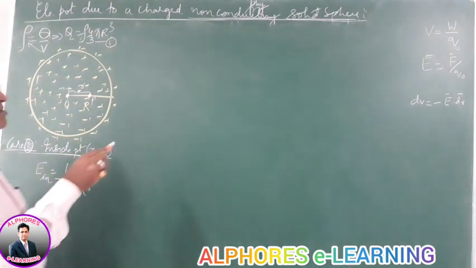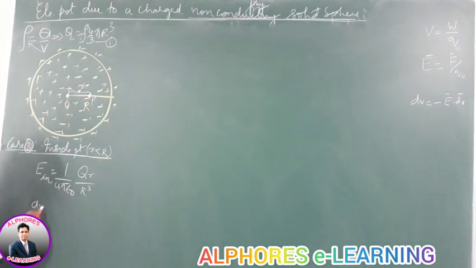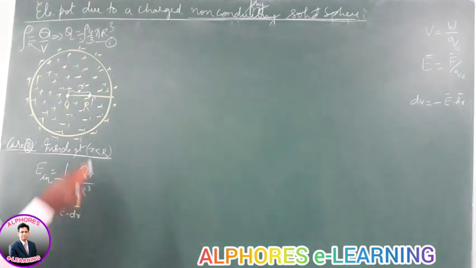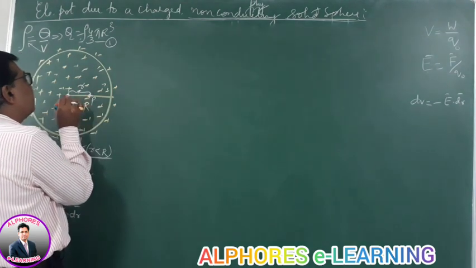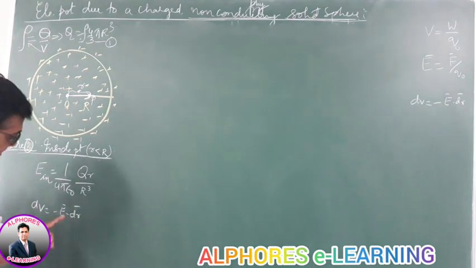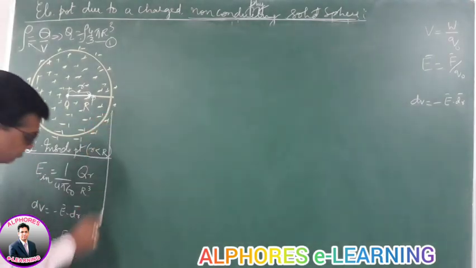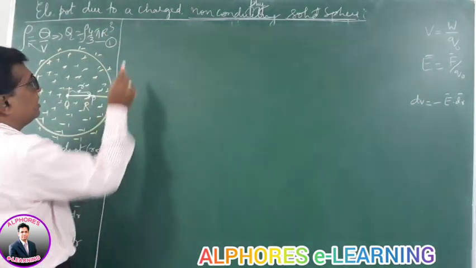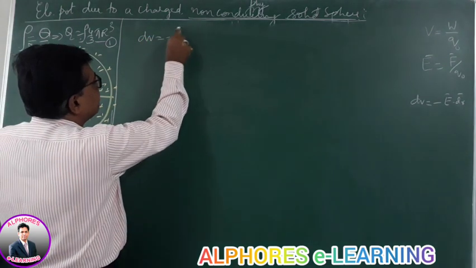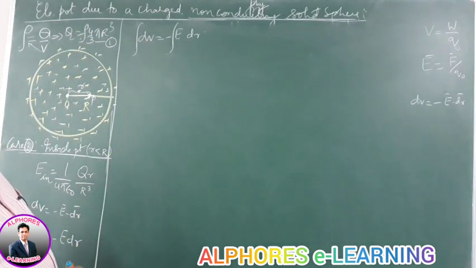Now, from the definition of electric potential, dV is equal to minus E dot dr. For a small displacement here, the electric lines of force are outward and the displacement is in the same direction, so the angle between them is 0. So dV is equal to minus E dr. Now, integrating between the limits.